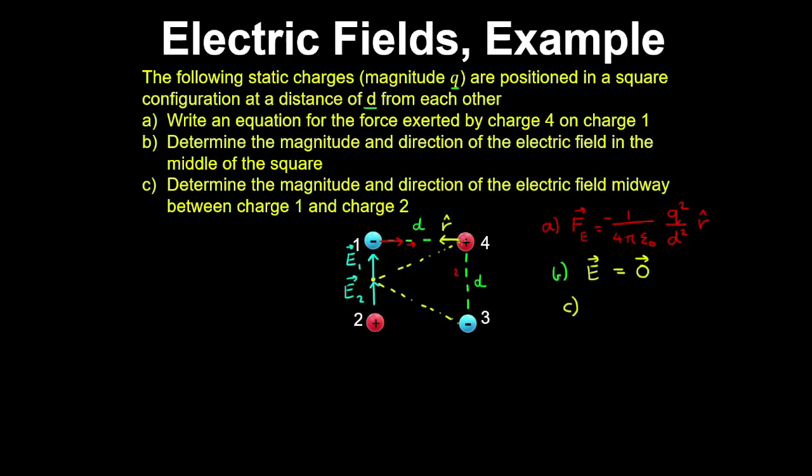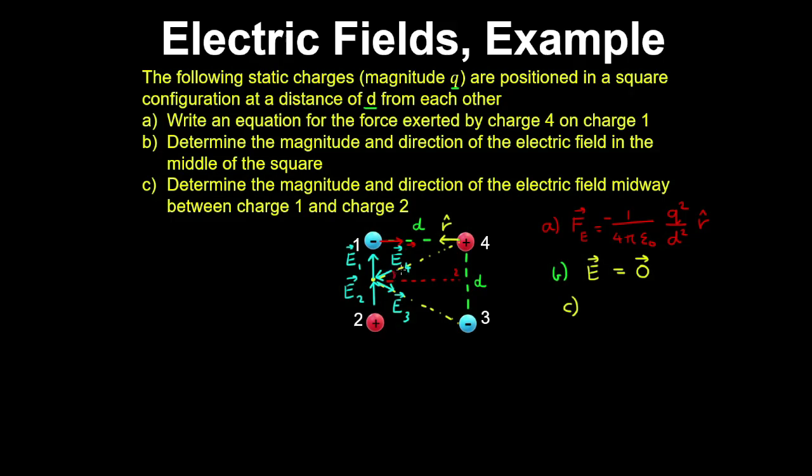So the magnitude of the electric field due to charge 4 is smaller than that due to charge 1 and 2, because the charge is further away from this point. And similarly, the electric field due to charge 3 points in this direction and has the same magnitude as the electric field of charge 4. And now we can use a bit of trigonometry to superimpose these electric fields.